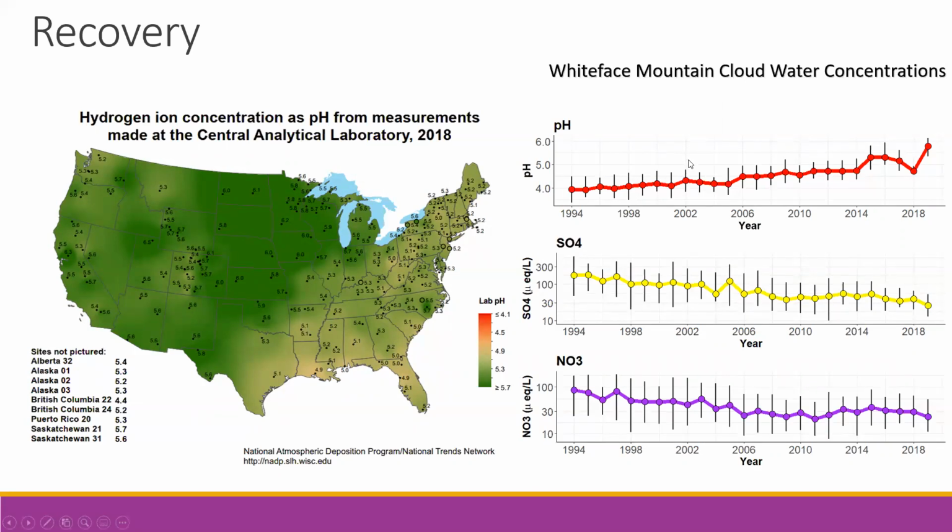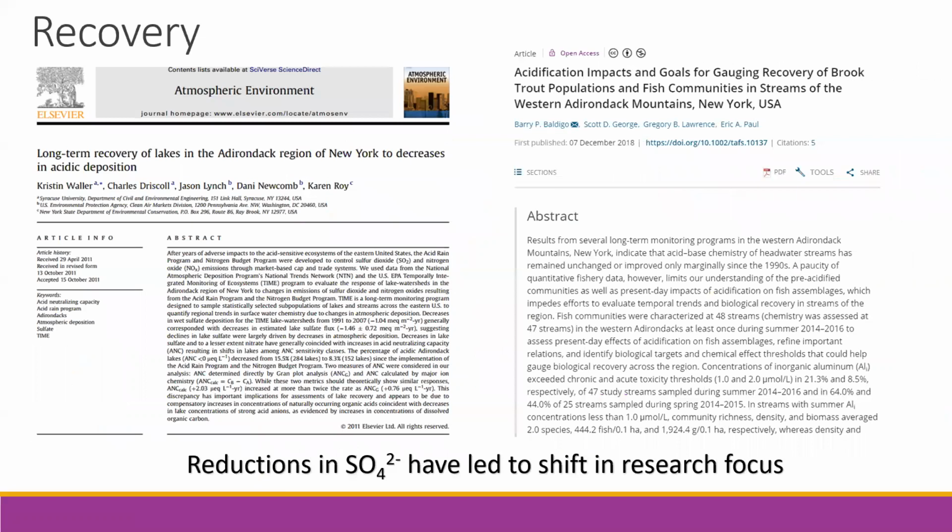And in conjunction, concentrations at Whiteface Mountain cloud water, which is a monitoring program of cloud water that's been going on since 1994, has shown that cloud water pH has increased 2 pH units, meaning that it's 100 times less acidic. And in conjunction, sulfate and nitrate concentrations have been decreasing over time as well, highlighting the success of these regulations. And there are signs that these ecosystems in the Adirondacks and other places around the globe are starting to recover.